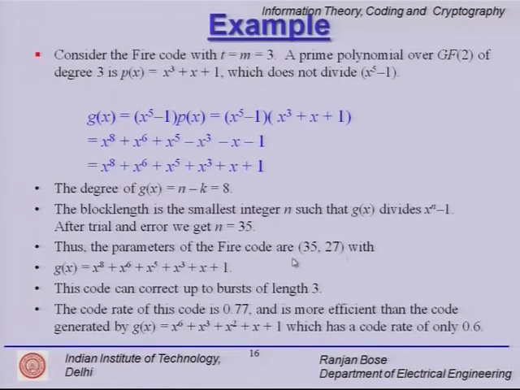Now, you can check that the code rate for this Fire code is 0.77, and it is more efficient than another cyclic code which has a code rate of 0.6, for example. So, Fire codes are pretty efficient, and as we increase t, their efficiency tends to 1. So, we will get better and better Fire codes in terms of the code rate if t, the length of burst errors it can correct, is larger.